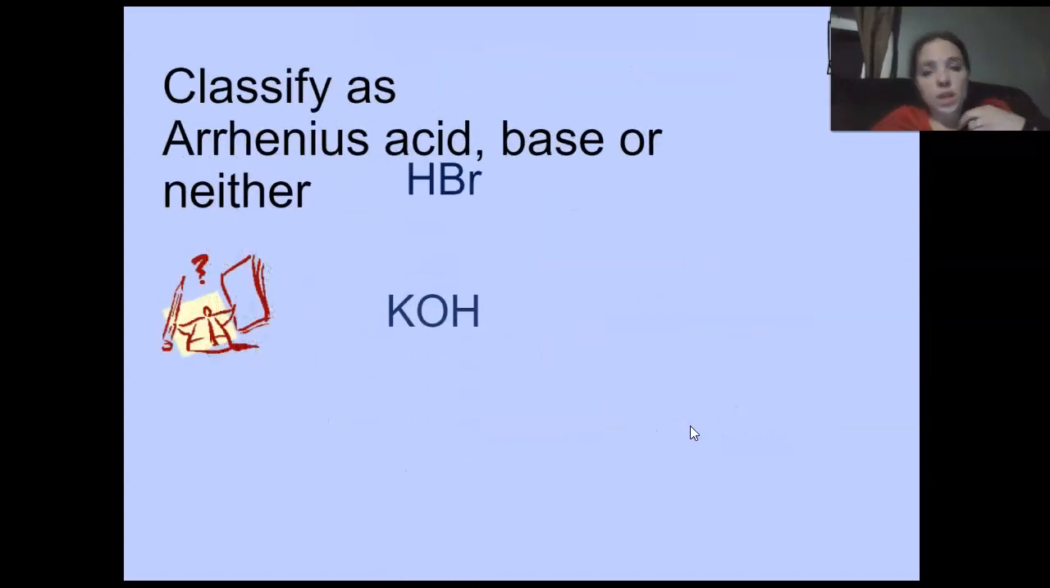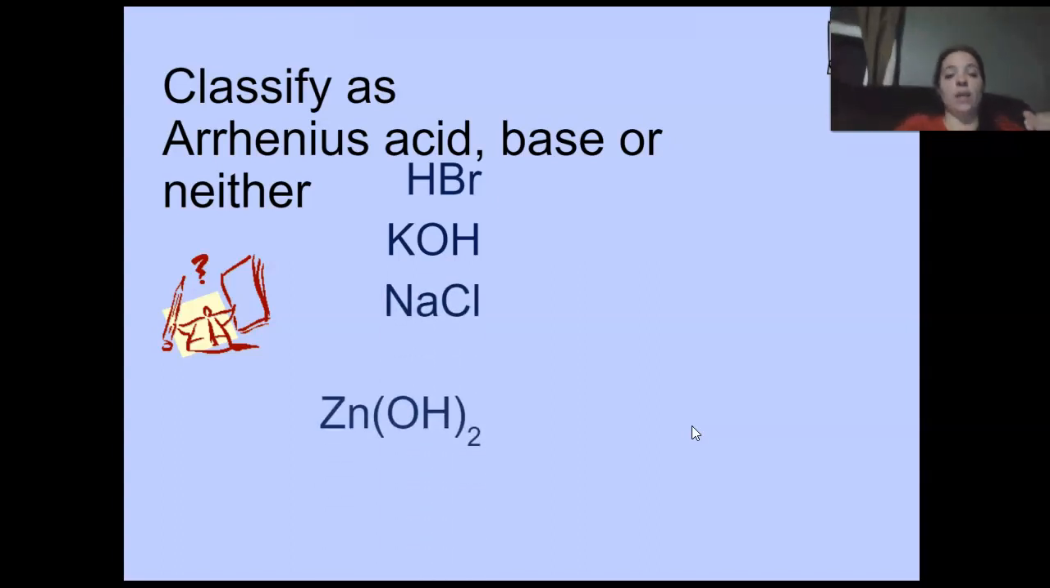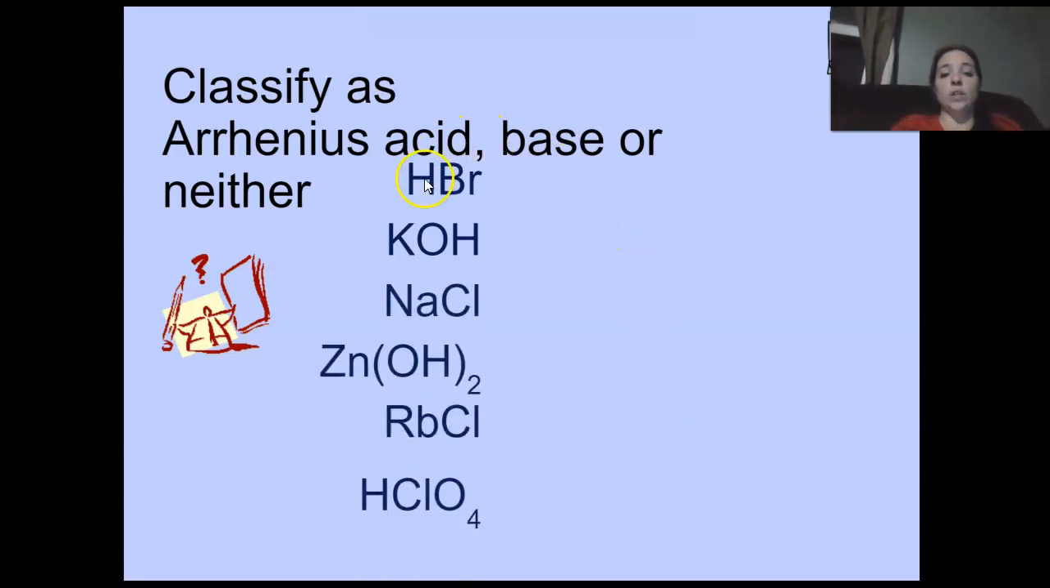All right, so we're going to classify the following as a base, acid, or neither. So let's look at this. This is a hydrogen and a bromine. If I split them up and give my net ionic equation, I've got a hydrogen plus ion and a bromine minus ion. It produces the hydrogen ion, which causes it to be an acid.